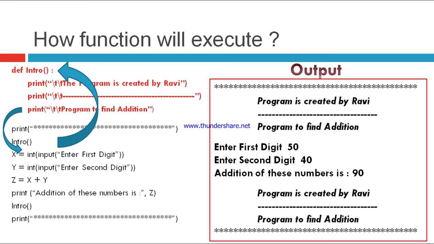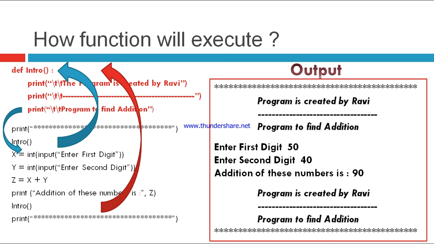Addition of these numbers, the message is there on the monitor, and after the message, the value of z, that is 90, is there. Now again the function calling, intro function calling is there. What will happen? The computer again jumps towards the function header, executes all these three statements that are there inside the intro function, and check the output. Program is created by Ravi, again it is there. Then dash dash dash line, then program to find addition.